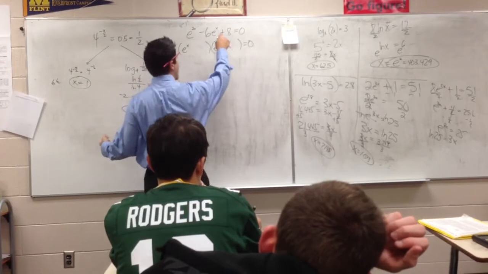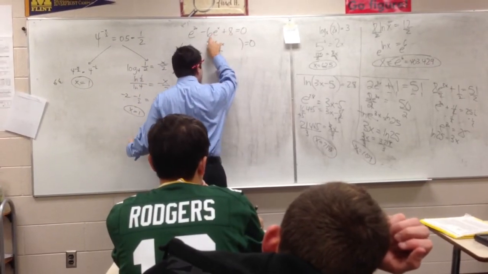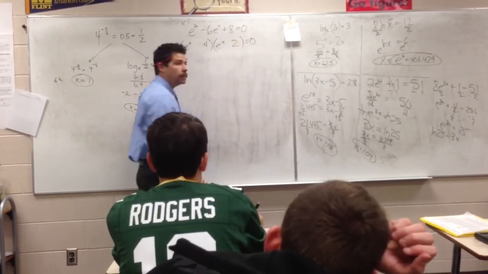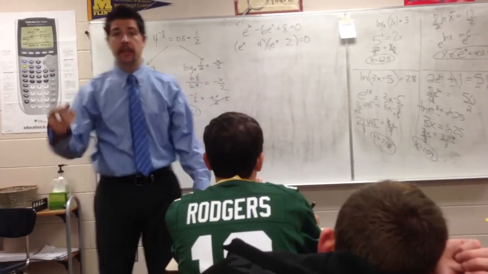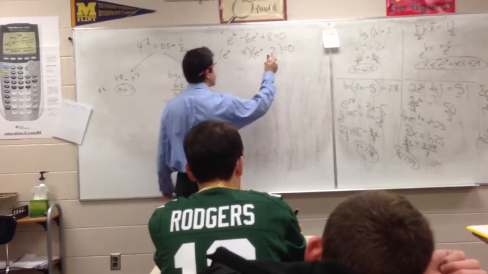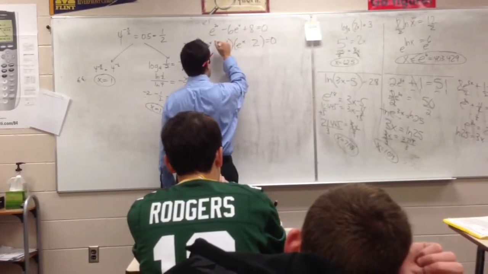What are my factors of 8 that add up to 6? 4 and 2, we're going to put those in here. Here's the $2 million question. What are my signs going to be if I have a minus then a plus? Minus, minus.